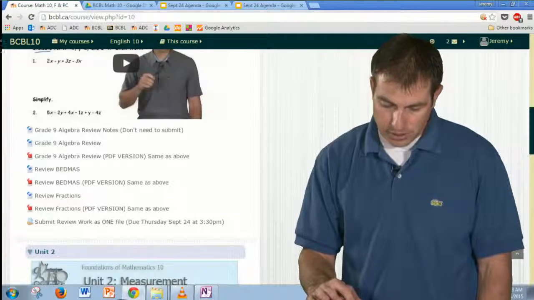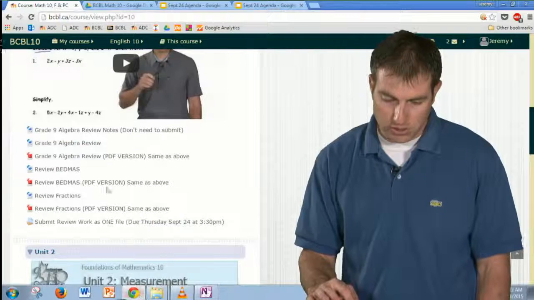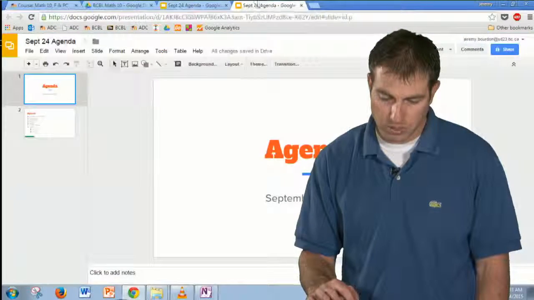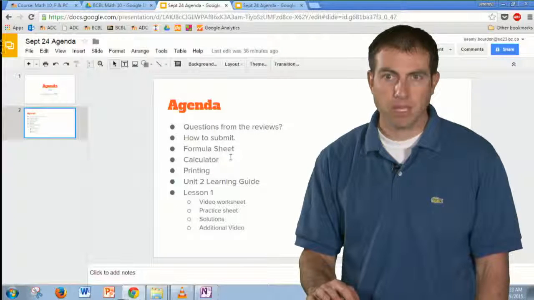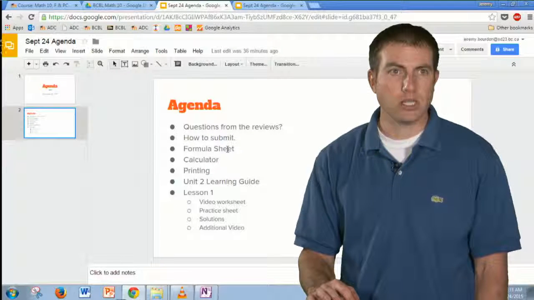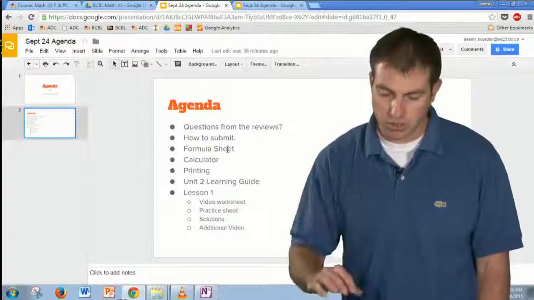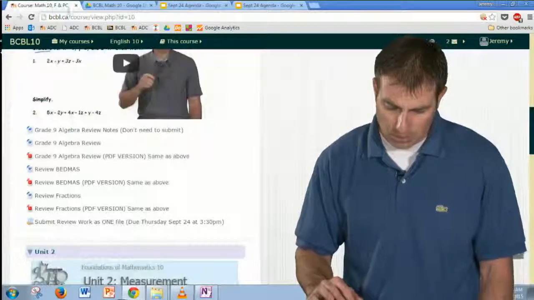The next thing on the agenda, I wrote the agenda so I would remember. Some people think it's for you guys, so you'd know what to do. So how to submit. Next thing is the formula sheet. Formula sheet, calculators, and printing. I can do those all together. A little bit of housekeeping here.